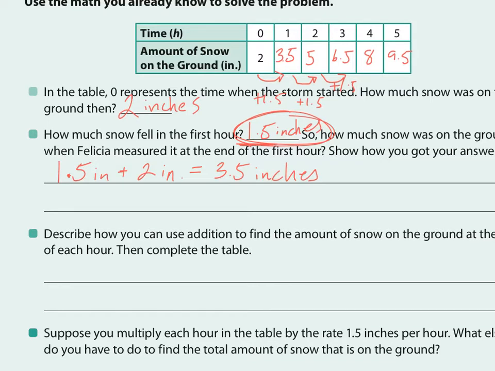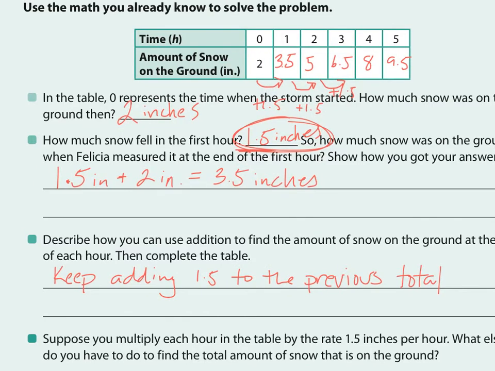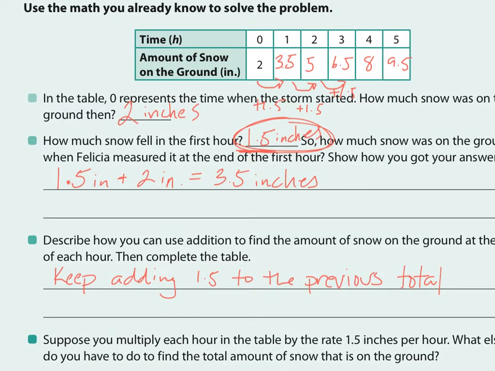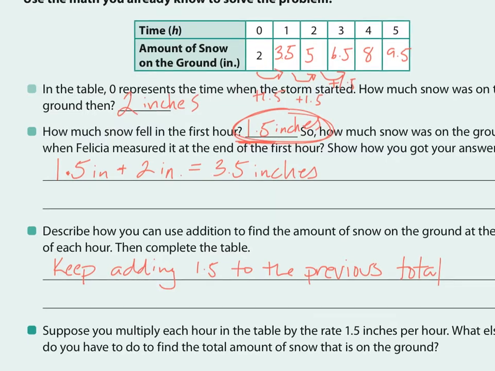All right, so describe how we can use addition. Just simply what I did. I'll just say keep adding 1.5 to the previous total, or the end of that hour. Again, that is repeated addition. Repeated addition is the same thing as multiplying. So I think we could multiply as well.